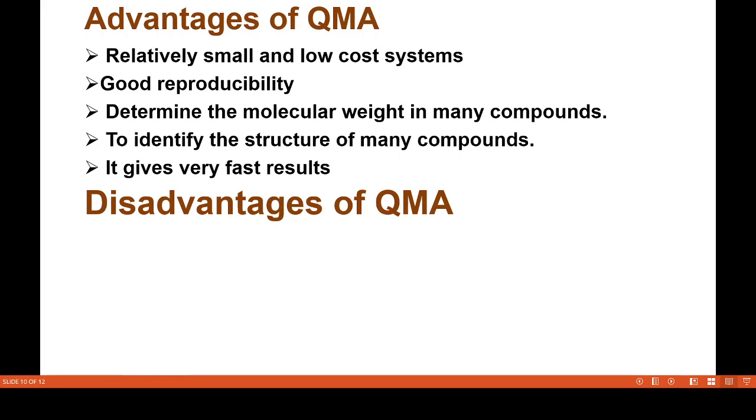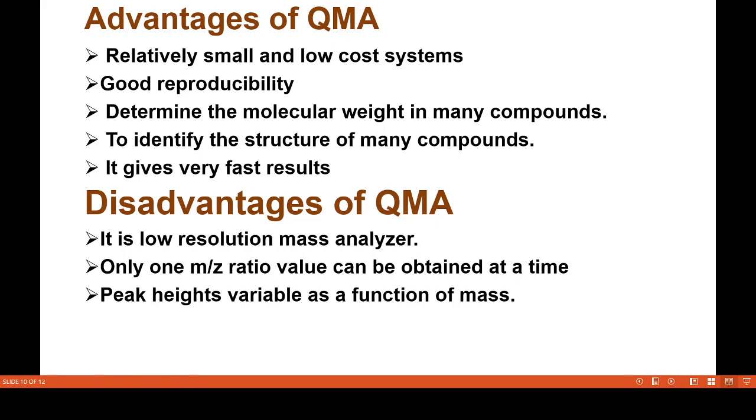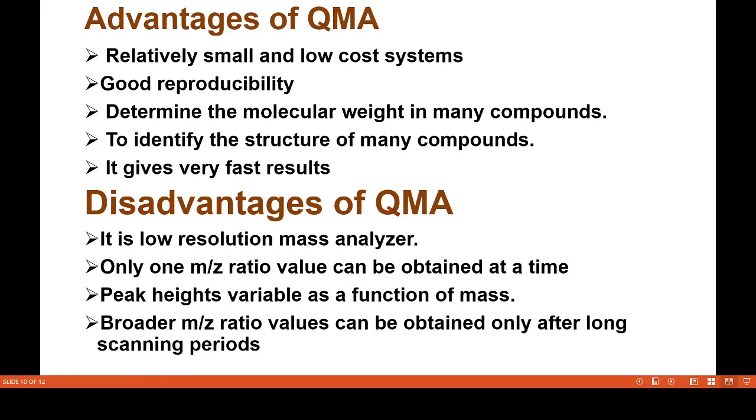Then we see the disadvantages of the quadrupole mass analyzer. It is a low resolution mass analyzer. Only one M by Z ratio value can be obtained at a time. Peak heights vary as a function of mass. Broader M by Z ratio values can be obtained only after a long scanning period. These are the disadvantages of the quadrupole mass analyzer.